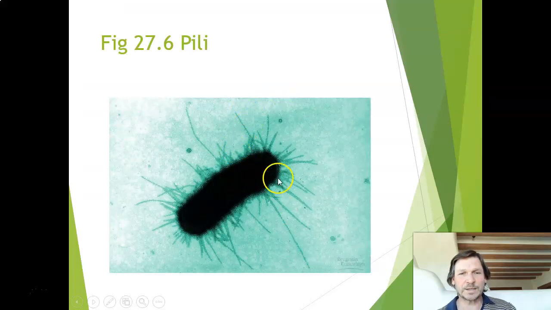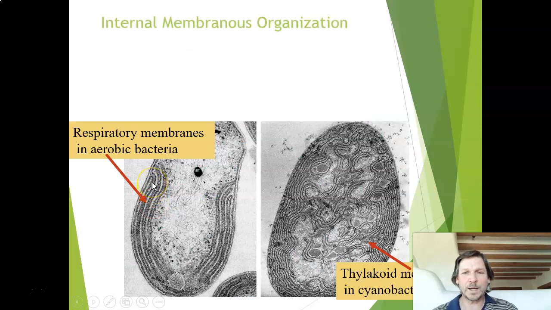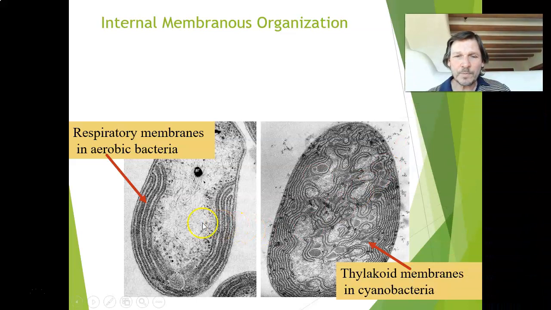This one's showing you lots of these pili extensions sticking out. I mentioned there are no membrane-bound organelles, but I do want to point out in some very special groups we're going to be talking about, and in particular two that will give rise to organelles in eukaryotes, what will become mitochondria and, in photosynthetic eukaryotes, plants, the chloroplast.